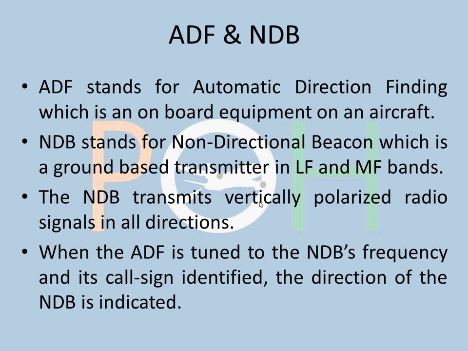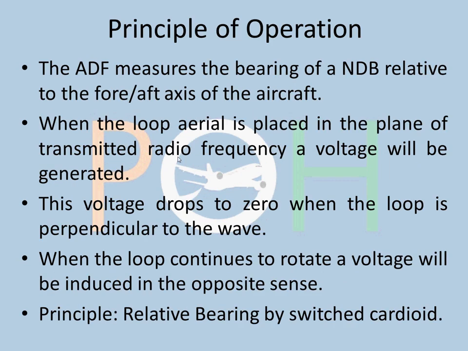Okay, so principle of operation: the ADF measures the bearing of the NDB relative to the fore and aft axis of the aircraft, that's the longitudinal axis. So when the loop aerial is placed in the plane of the transmitted radio frequency, a voltage will be generated. I shall explain this in the coming few minutes. This voltage drops to zero when the loop is perpendicular to the wave, and when the loop continues to rotate, it will induce in the opposite sense. So the bottom line is the principle is relative bearing by switched cardioid. I shall explain all of this.